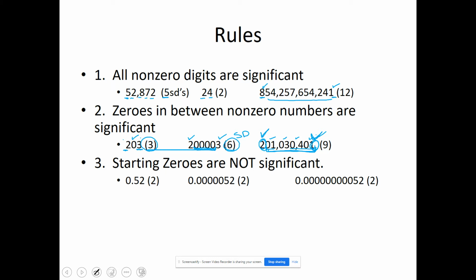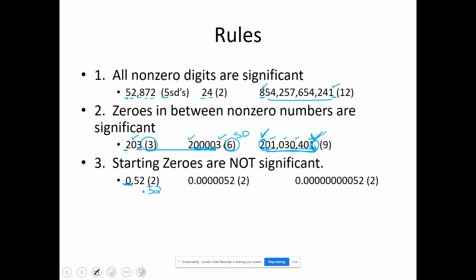The third and fourth rules are the ones that people find confusing. It's starting zeros and ending zeros, but this will simplify it. Just remember, any starting zeros, whether there's decimals or not, usually you always see starting zeros with a decimal, but starting zeros never count. Doesn't matter how many starting zeros you have, they never count. Some people don't even write that as a zero. Some people will just write this number as 0.52 because the zero doesn't matter. It's not significant.